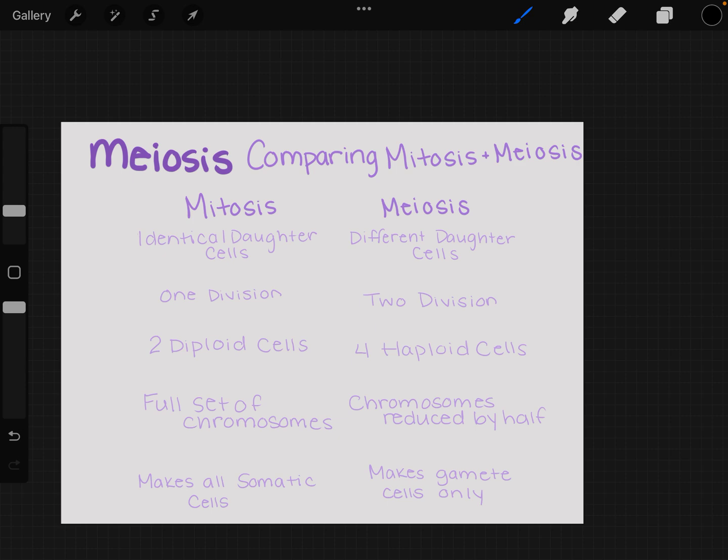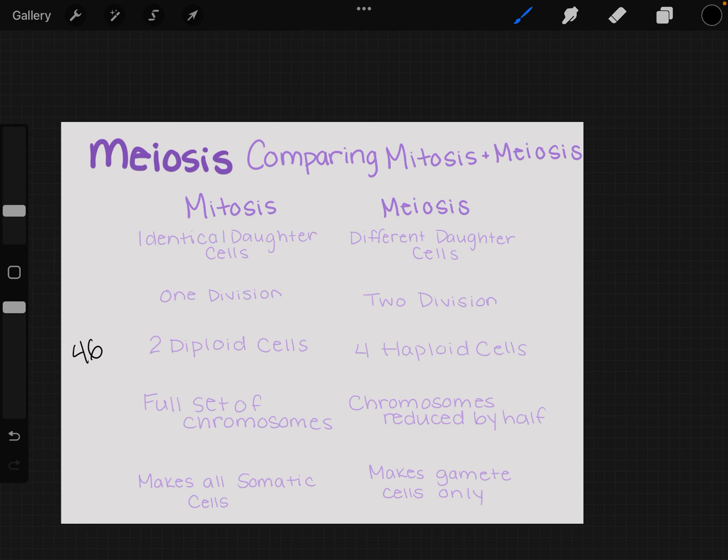The point is to make completely identical cells. But in meiosis, what you want is different daughter cells to promote genetic variation. In mitosis, you're only going to do division once, whereas in meiosis, you have meiosis I and meiosis II, which means you're dividing twice. Mitosis, the result is going to be 2 diploid cells. So that's going to be 2 cells of 46 chromosomes.